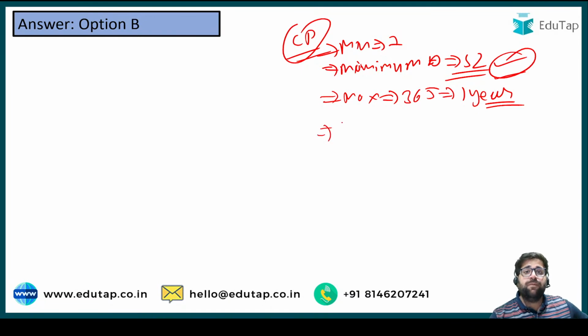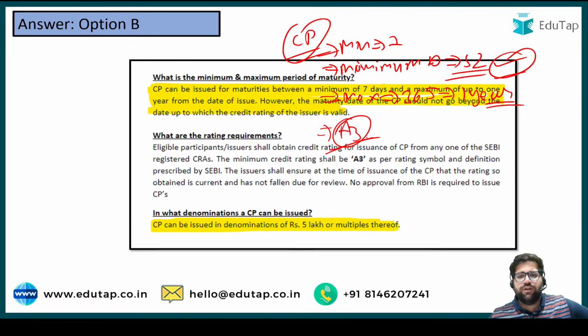Then the minimum credit rating required to issue a commercial paper is A3. For example, if your commercial paper is let's take of BBB grade, then you cannot issue your commercial paper. You need to have a commercial paper of A3 grade. So these are certain very important conditions which we have clearly described in our course.